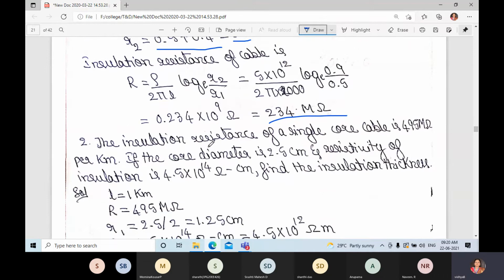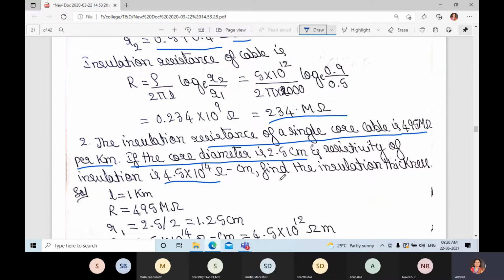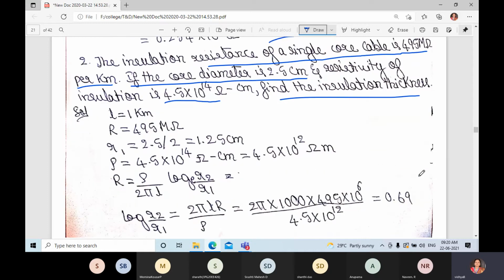Problem: the insulation resistance of a single core cable is 495 mega ohm per kilometer. If the core diameter is 2.5 centimeter and the resistivity of insulation is 4.5 into 10 to the power 14, find the insulation thickness. They have not given the R2 value. Okay, here we need to find out the R2 value. They have given the L value and they have given the rho value. Sorry, the 495 resistance value they have given.